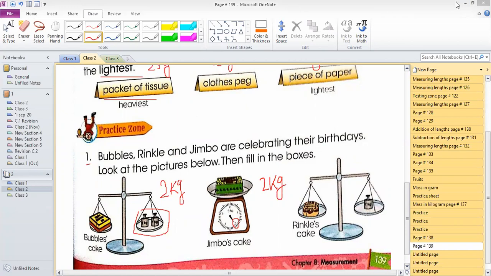I'm going to open your mic and you will tell me. What is the weight, what is the mass of wrinkles cake, guys? 1 kilogram. Very good. The weight of this is 1 kilogram. The mass of this wrinkles cake is 1 kilogram.